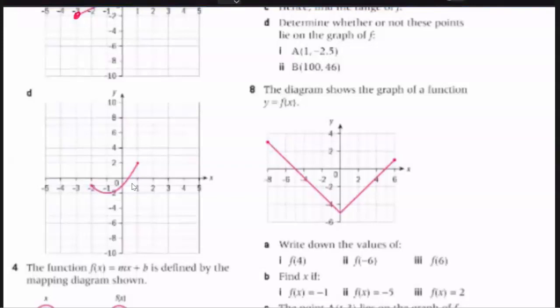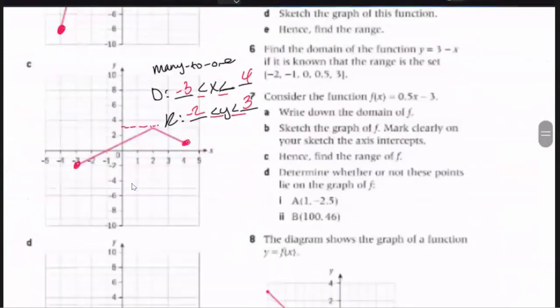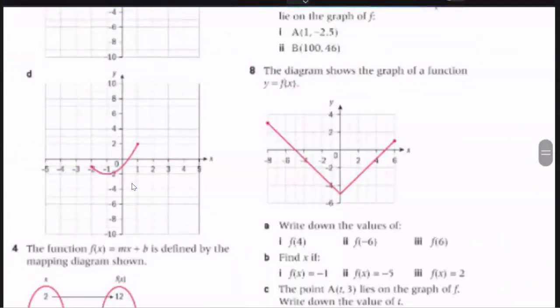Finally, we have this one. You'll notice the same thing happens here. If I look at my function, I have two different x values, -2 and 0, sharing the same y value, -1. So I have -2, -1, and 0, -1, which means it is many to 1.